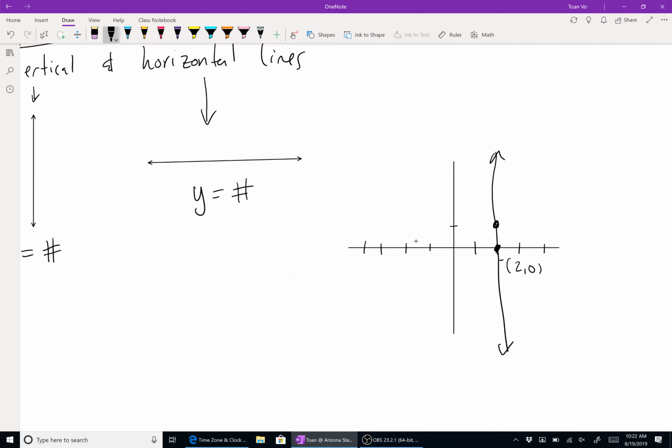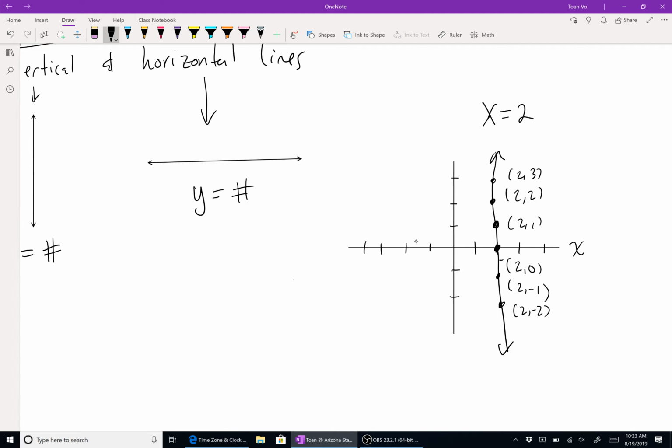Let's go up 1. What's the coordinate of that point? 2, 1. Let's go up another one. 2, 2. Let's go up another one. 2, 3. Let's go down 1 here. 2, -1. Let's go down another. 2, -2. What do you guys notice about every single one of those points? They're all 2's in the x's. So that tells you the equation of this vertical line literally says every single point where the x is 2. So that's how you can tell the equation of these special lines.